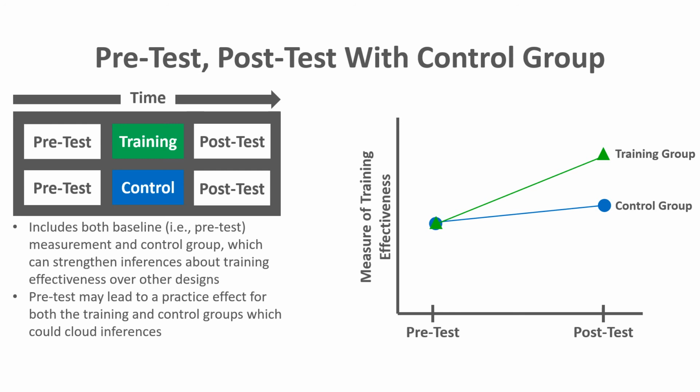Now, one thing I want to point out, though, about the pretest is that a pretest might actually lead to what we sometimes refer to as a practice effect for both the training and control groups, which could cloud inferences about the training program's actual effectiveness, or in other words, how much we see changes actually attributable to the training program itself. Okay. Again, people see the measure of training effectiveness prior to the training. That might affect how they approach the training itself. And some might argue this is actually a good thing. If they're tuned in to the training program, they've seen what they're going to be assessed on, maybe that'll motivate them to perform better.